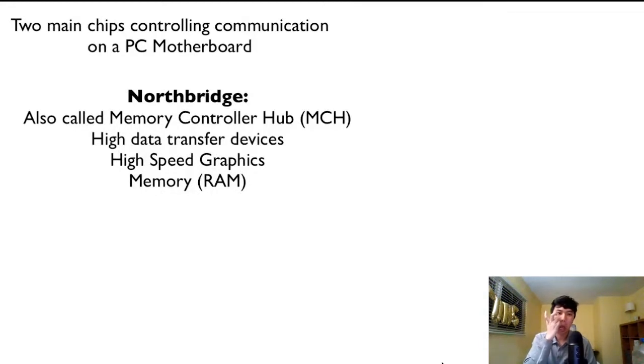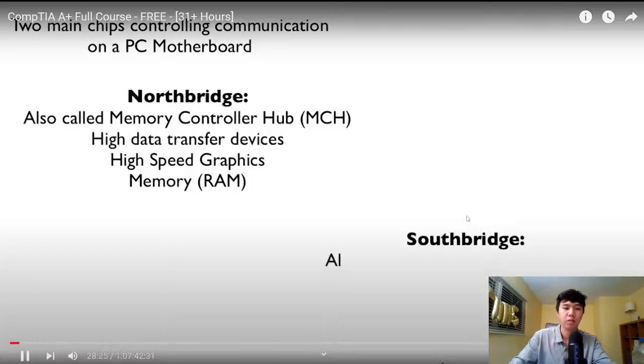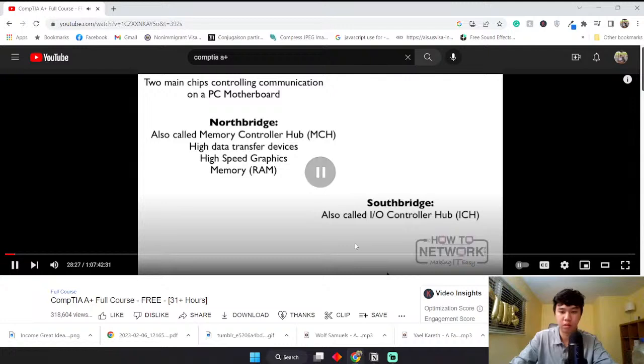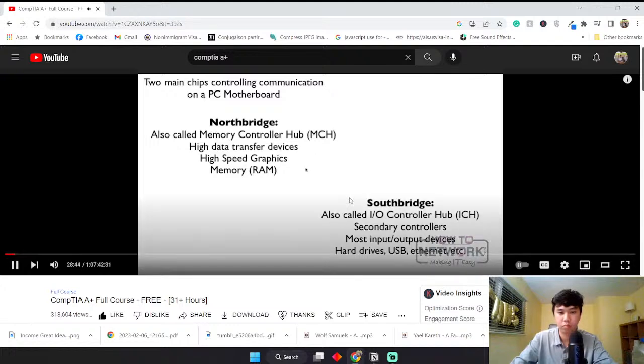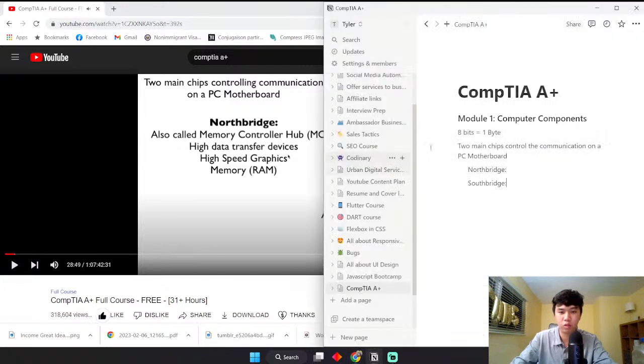These two items need the fastest communication to the CPU, the brain of the computer, the central processing unit. Now, this is different from the South Bridge, again, lower than the North Bridge, which is also called the I/O controller hub, or the ICH. And this is for secondary controllers, just about anything else, okay? So any input-output devices, such as hard drives, USB, Ethernet, just about everything else is going to be controlled by the South Bridge. So when you see North Bridge or South Bridge on the exam and it asks you what device is transferred over those, that's mainly the characteristic of these two.